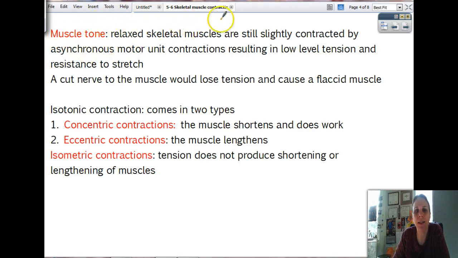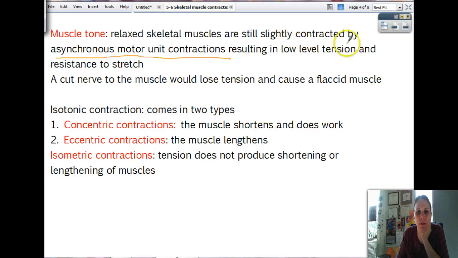So a relaxed skeletal muscle is still slightly contracted because there are asynchronous motor unit contractions. So your brain is constantly going zap, zap, zap, to different parts of your body, and that keeps your muscle slightly contracted.